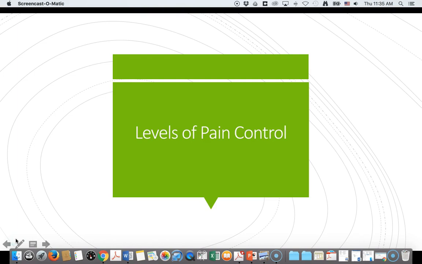So we're going to have 3 levels that are based on the various theories that have come out. Okay, specifically dealing around gate theory, the ascending and descending mechanisms, as well as a little bit on the central control theory as well.